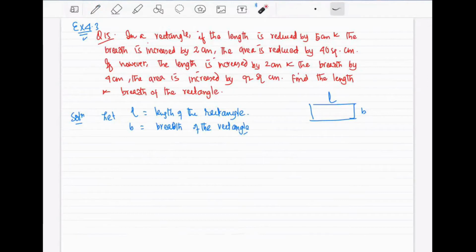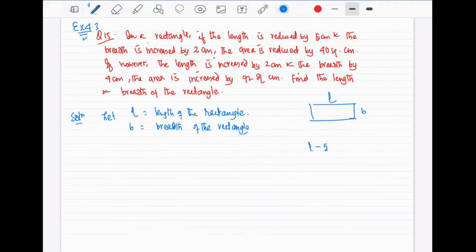Okay, let's see the conditions given. We wanted 2 equations in order to solve the unknowns, right? So the variables are here, L and B. Question 1, the condition as set by the question is this. In a rectangle, okay, this rectangle, the length is reduced by 5 centimeter. The length L, it's reduced. Reduced means we have to subtract a certain value, right? How much? 5 centimeter.